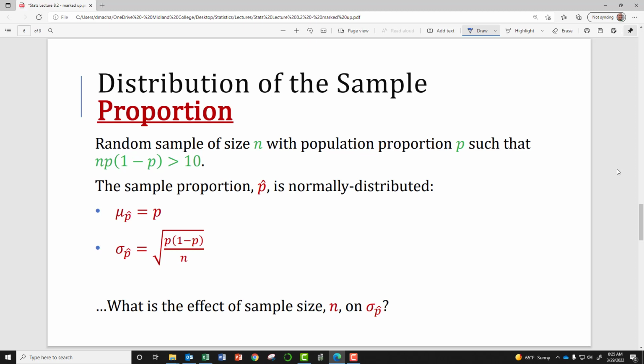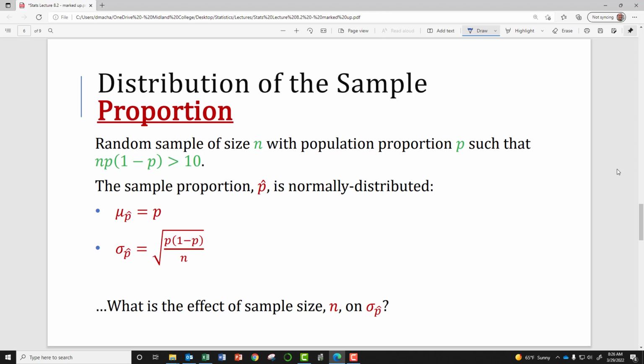So let's ask the question, what is the effect of sample size on the standard deviation? Well, as your sample size grows, so you increase your sample size from like 30 to 300, that increases the denominator of your standard deviation. But you know that an increase in the denominator means a decrease in the value of the overall fraction, right? So 5 is greater than 4, but 1/5 is smaller than 1/4. And so a larger sample size is going to be a smaller value inside the square root.